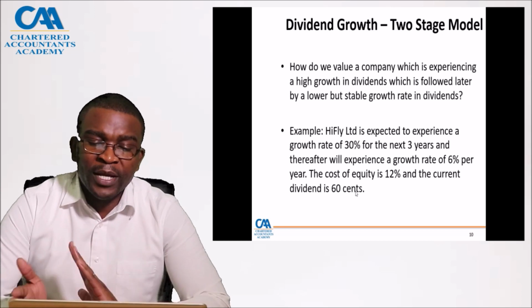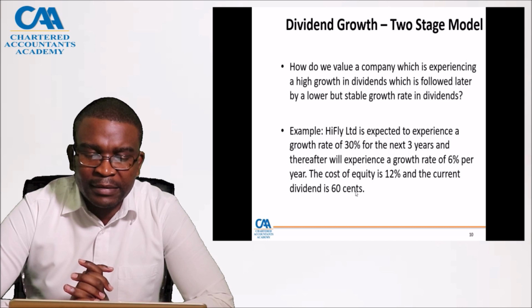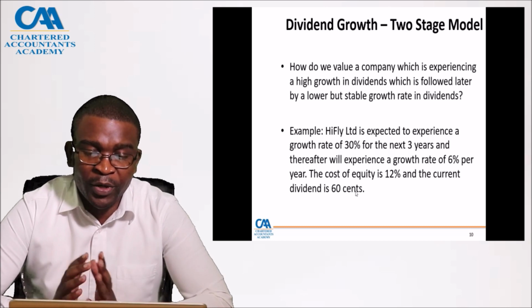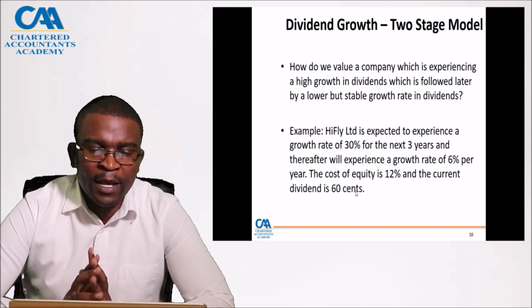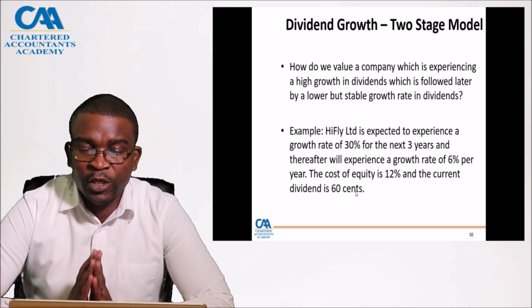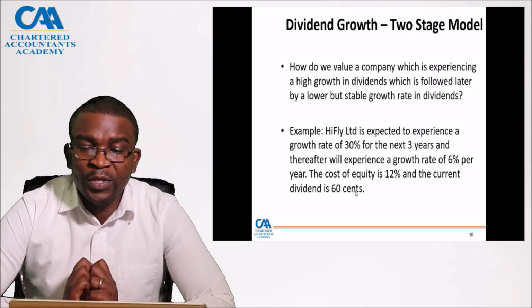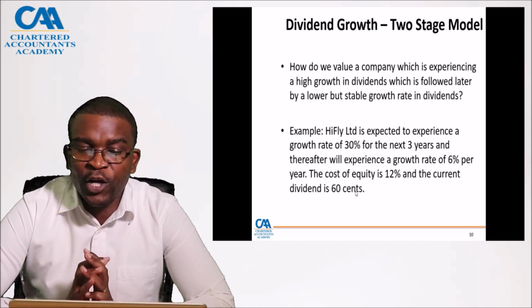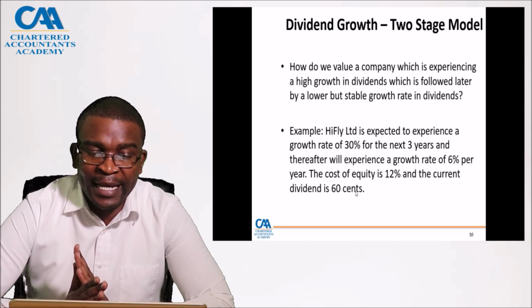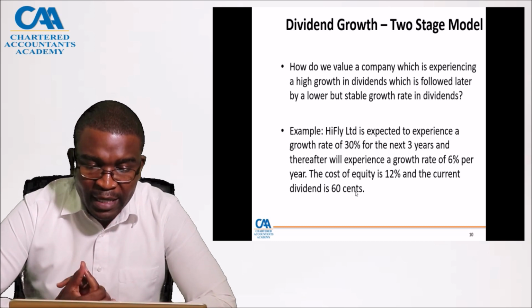Now, just to bring in a bit of a dimension here, one of the things that the examiners want is just to bring in a bit of spicing up the question. One of the requirements to use the dividend growth model is when you've got a constant growth in dividends. So how do you value a company which is experiencing a high growth in dividends, which is followed later by a lower but stable growth rate in dividends?